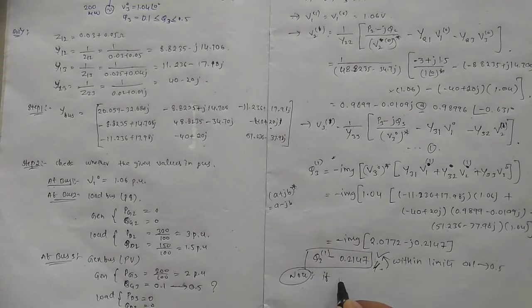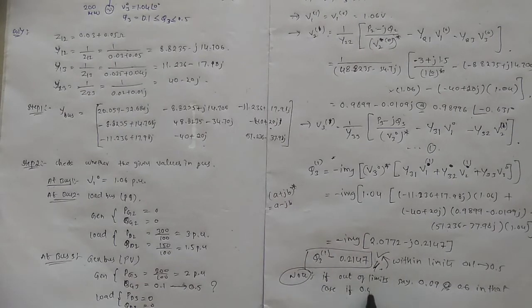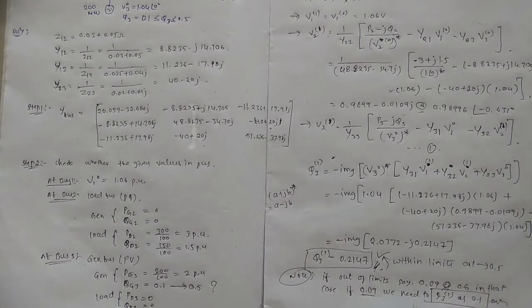If the q value is out of limits, say like 0.09 or 0.6, in that case, if we get 0.09, that is less than 0.1, we need to take q31 as 0.1 only.